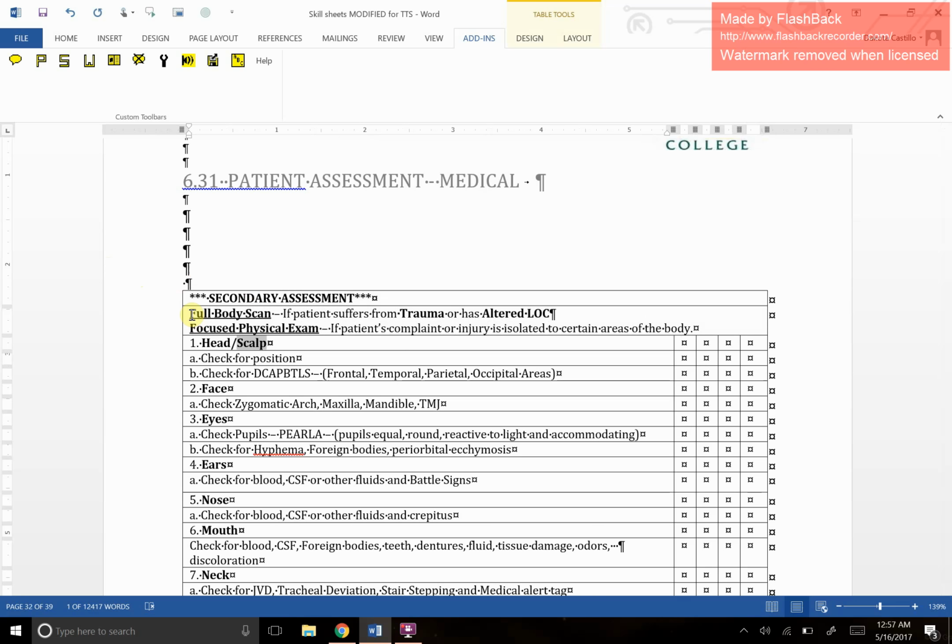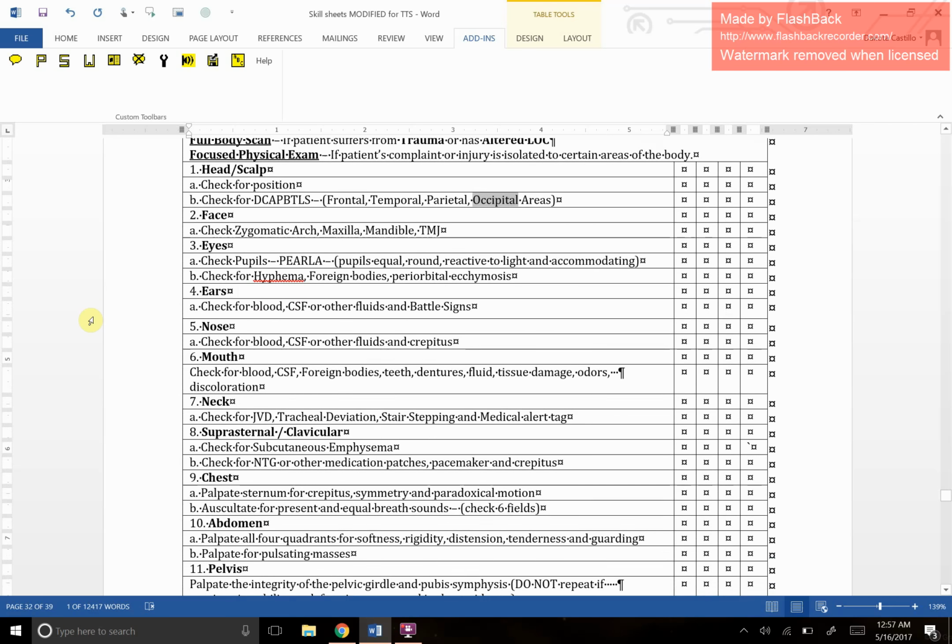1. Head/scalp. A. Check for position. B. Check for contusions, frontal, temporal, parietal, occipital areas. 2. Face. A. Check zygomatic arch, maxilla, mandible, TMJ. 3. Eyes. A. Check pupils per PERRL, pupils equal, round, reactive to light and accommodating. B. Check for hyphema, foreign bodies, periorbital ecchymosis.